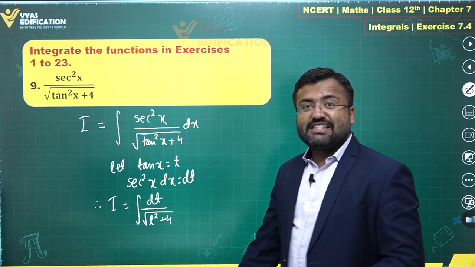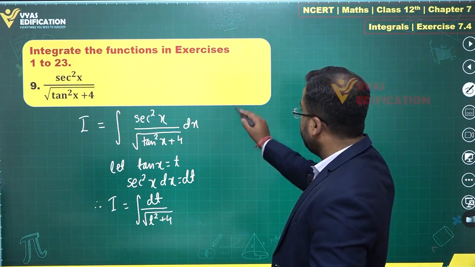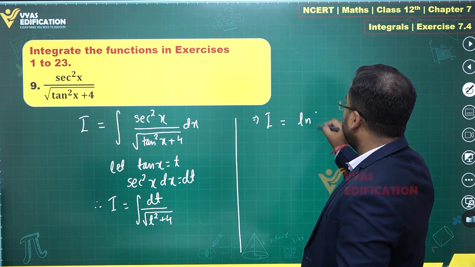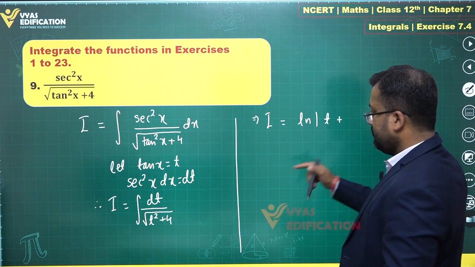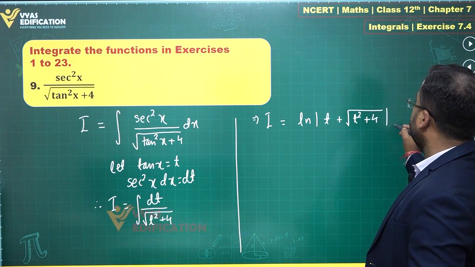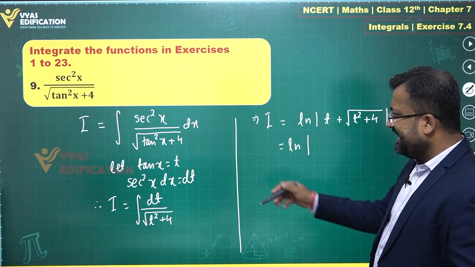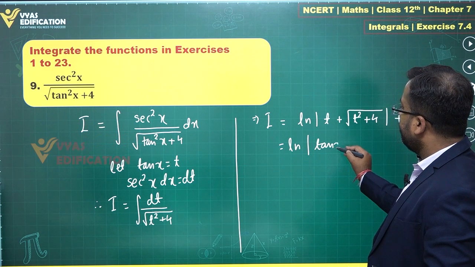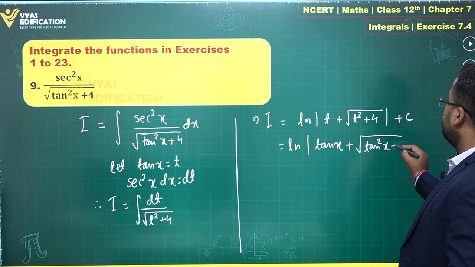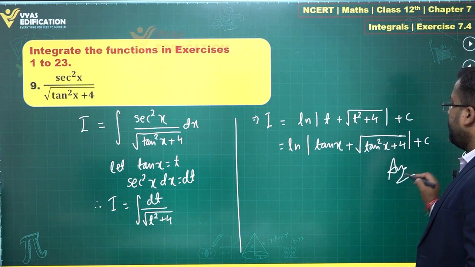Therefore, I becomes equal to integral of dt upon under root of t square plus 4. Now this is a standard result. Under root of x square plus a square in the denominator will tell me that I equals ln mod x plus, that is t plus under root of t square plus 4 plus constant of integration. What is this t? This t is nothing but tan x, under root of tan square x plus 4 and its modulus plus c. That's the required answer.